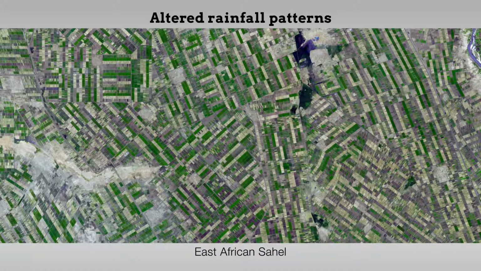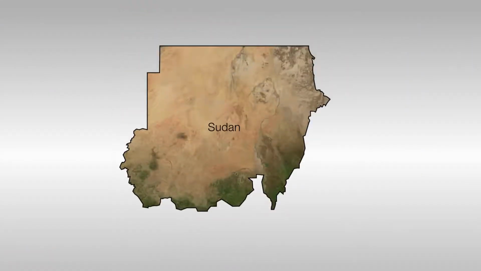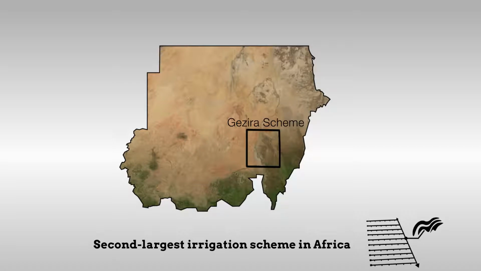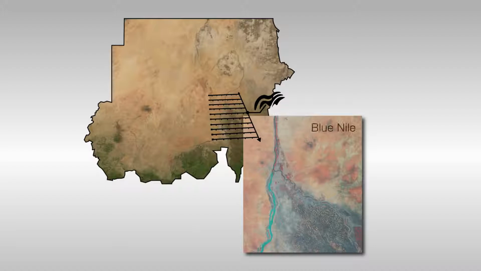regions with limited water. In the present study, researchers examined rainfall patterns around Sudan's Gezira Scheme, the second largest irrigation scheme in Africa. In the Gezira Scheme, water is drawn from the Blue Nile to irrigate crops over an area of nearly 9,000 square kilometers.